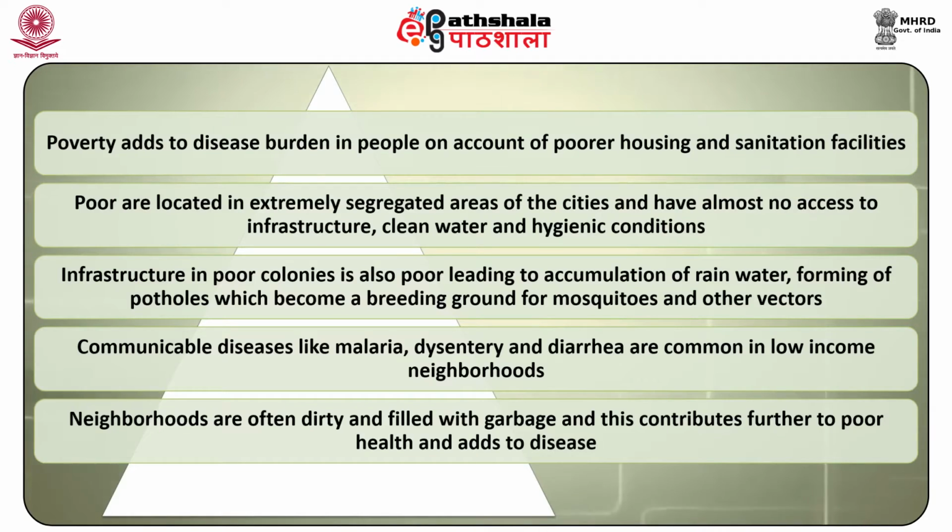Poverty also adds to disease burden in people on account of poor housing and sanitation facilities. Ample empirical evidence suggests that the poor are located in extremely segregated areas of the cities and have almost no access to infrastructure, clean water and hygienic conditions. The infrastructure in poor colonies is also poor, leading to accumulation of rainwater and forming of potholes, which become a breeding ground for mosquitoes and other vectors. Communicable diseases like malaria, dysentery and diarrhea are common in low income neighborhoods. Such neighborhoods are often dirty, filled with garbage, and this contributes further to poor health and adds to disease.